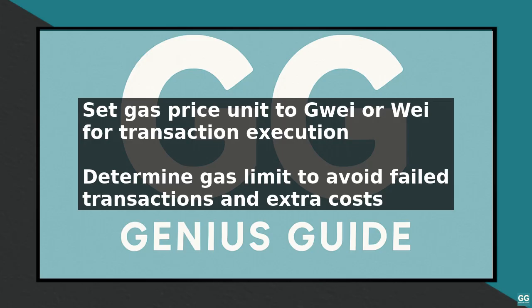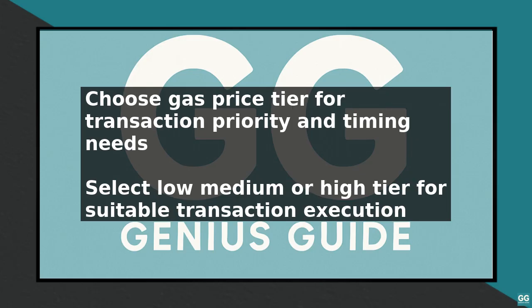The first option is to select the gas price unit, which can be set to either GWE or WE. GWE is the most commonly used unit, and it is recommended for most users. Next, you will need to set the gas limit, which determines the maximum amount of gas that can be used to execute a transaction. The gas limit can be set manually or automatically, depending on your preferences. It is essential to note that setting the gas limit too low can result in failed transactions, while setting it too high can increase costs.